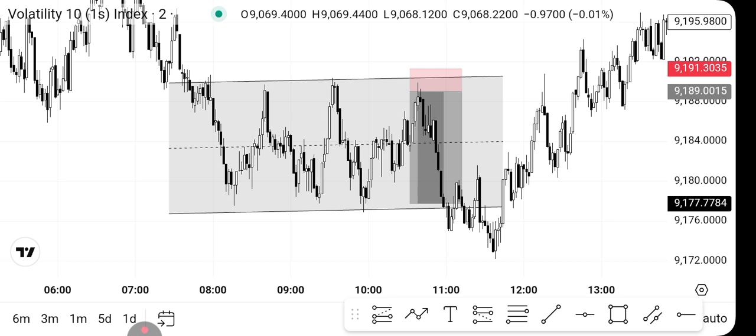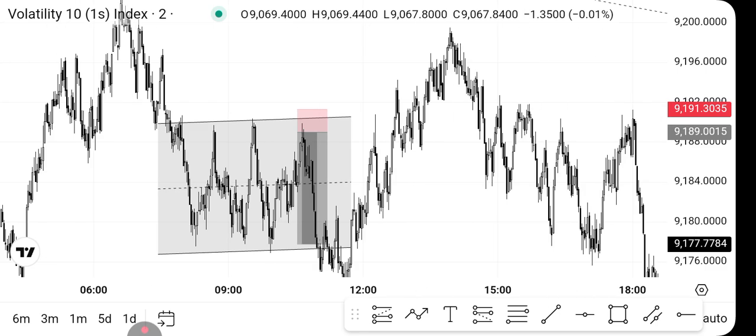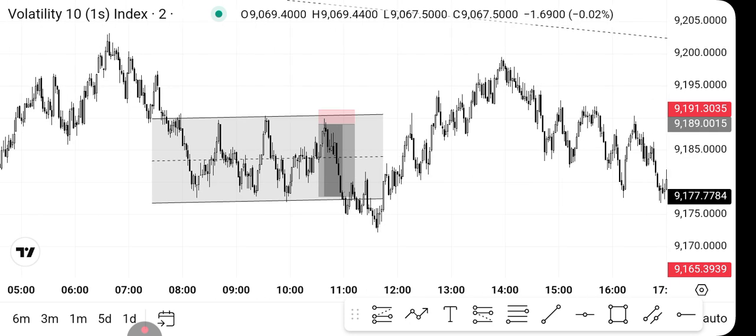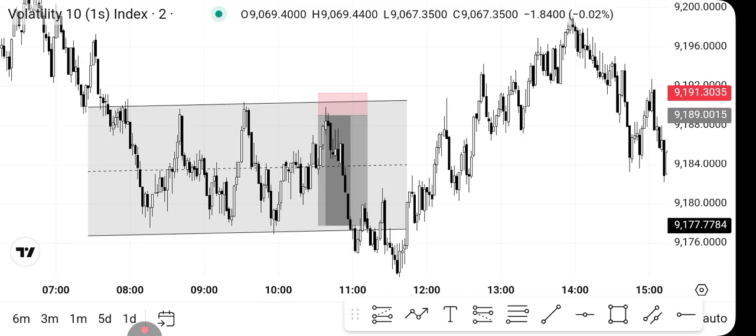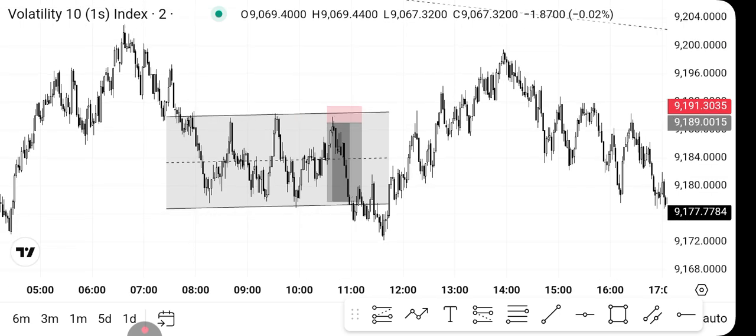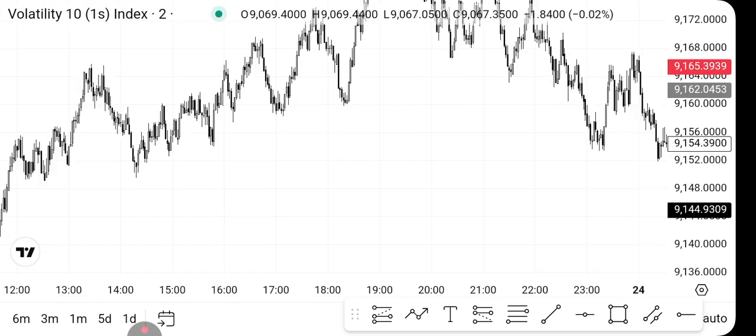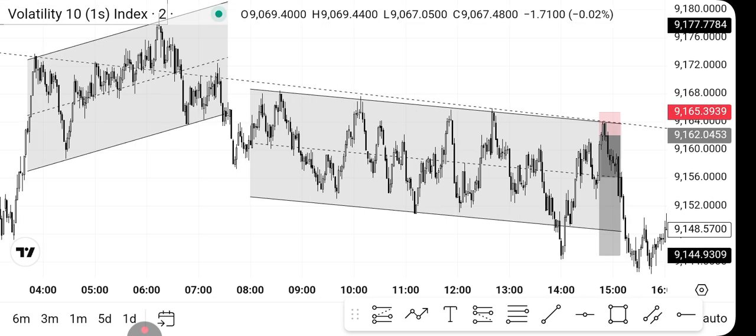So, can you see now? Once you've had your first touch, please just move out and look for another channel. Don't wait for a fifth touch, except on the fifth touch you have a strong confirmation. Let me show you what I'm talking about. Let's go to the previous channel and see if we had something like that.